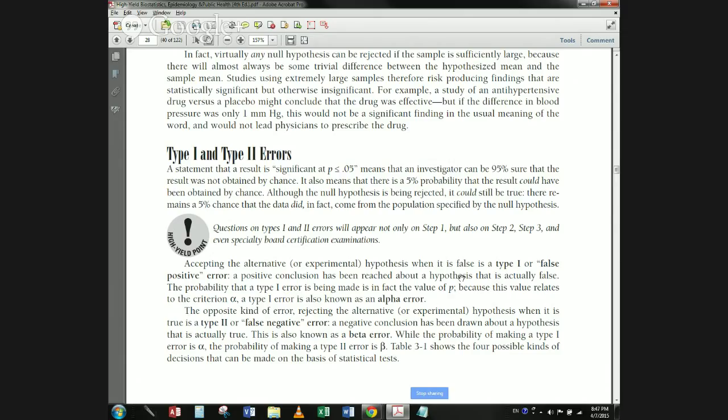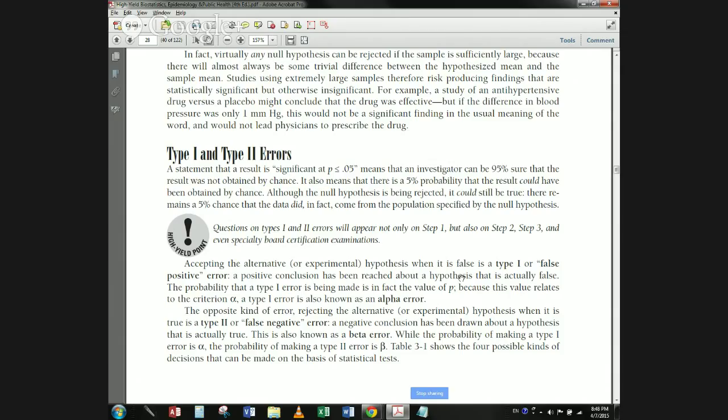Type 1 and Type 2 errors. A statement that a result is significant at p less than or equal to 0.05 means that an investigator can be 95% sure that the result was not obtained by chance. It also means that there is a 5% probability that the result could have been obtained by chance. Although the null hypothesis is being rejected, it could still be true. There remains a 5% chance that the data did in fact come from the population specified by the null hypothesis.